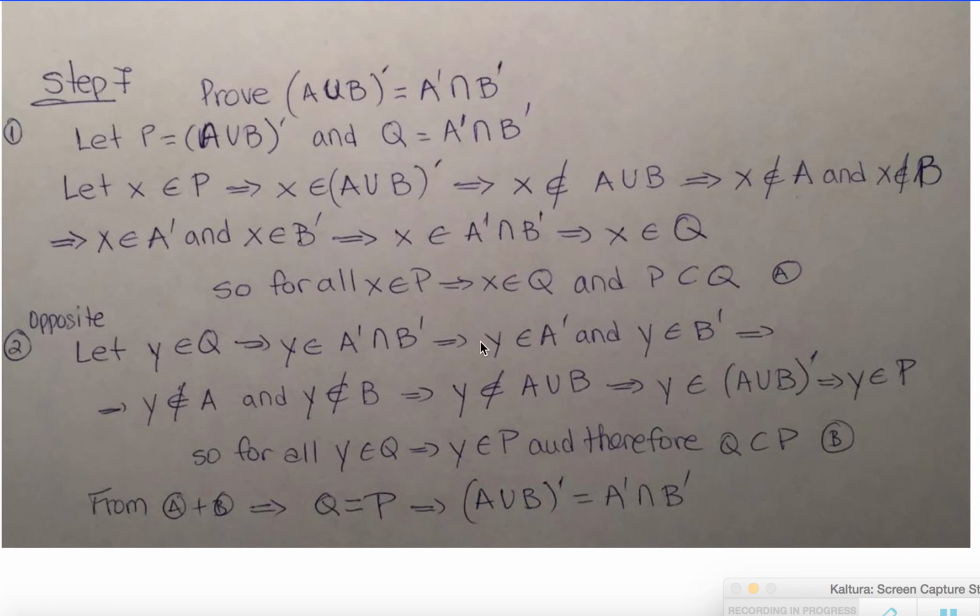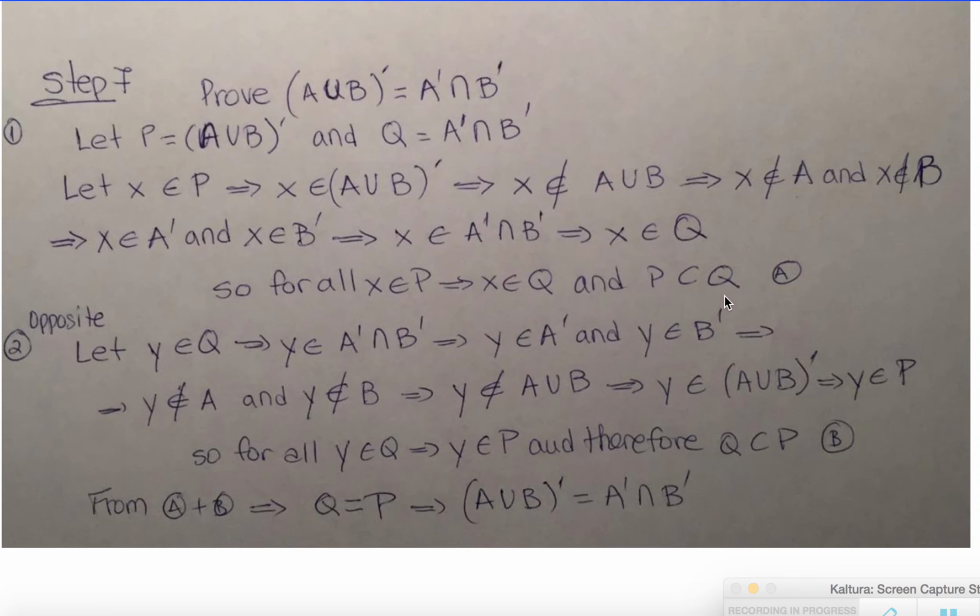This means that Y does not belong to A union B, because if it did, then it would belong to A or it would belong to B. This means that Y belongs to the complement of this, which is (A union B) complement, which in fact is P. So Y belongs to P. So for all Y that belong to Q, we proved that these Y belong to P. And therefore Q, with the same reasoning, is a subset of P.